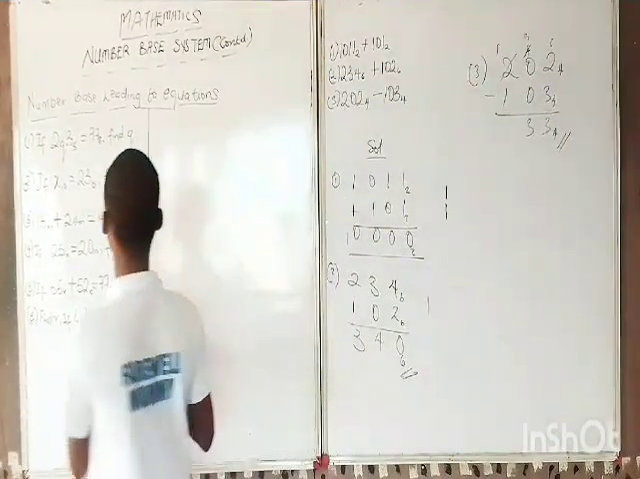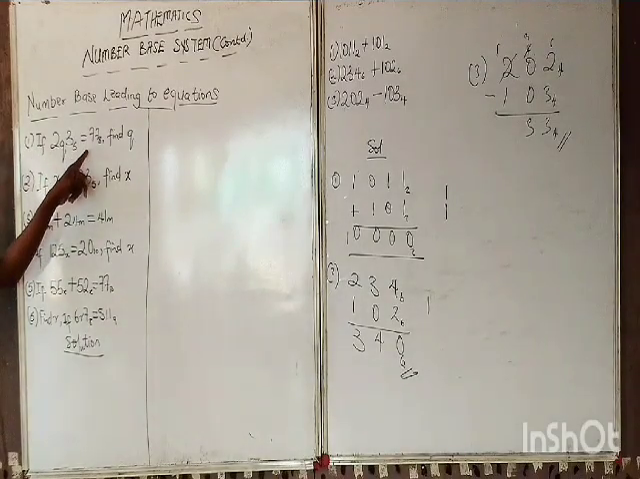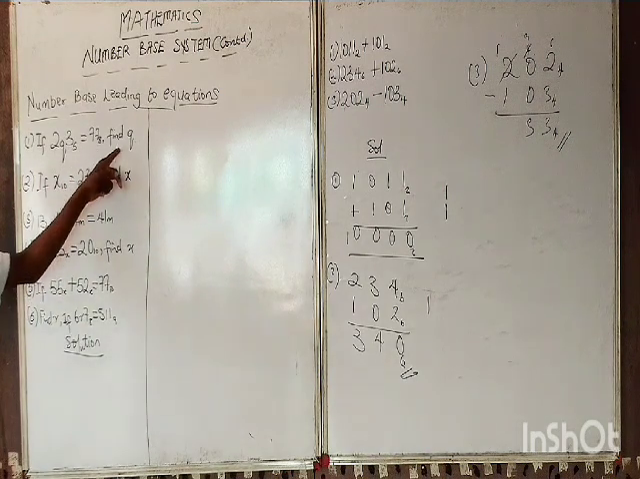Now for the first one, we are told that if 2q3 base 5 is equal to 77 base 8, are we together? Find q.